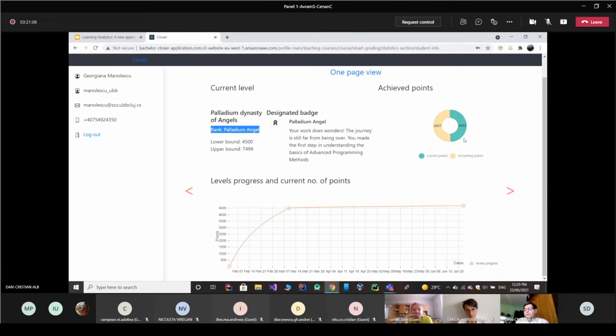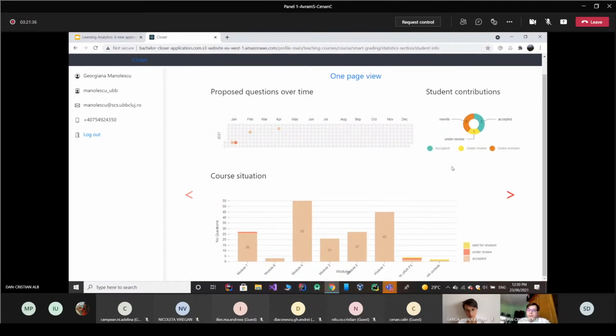Here's your war, you're kind of at half your journey, and here's your progress in terms of levels when you achieve them. So basically he started from the first level on the 2nd of February, then at some point he moved to the 2nd level, and now he has achieved 4,600 and some points.